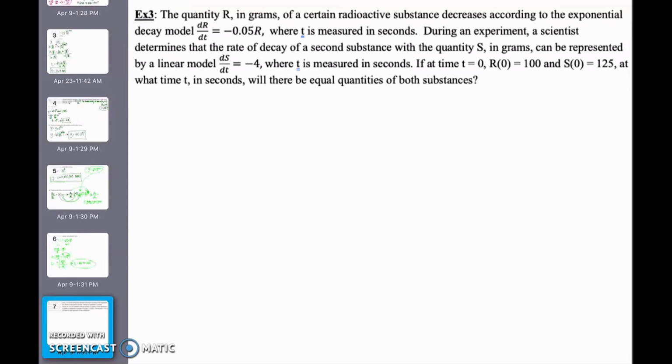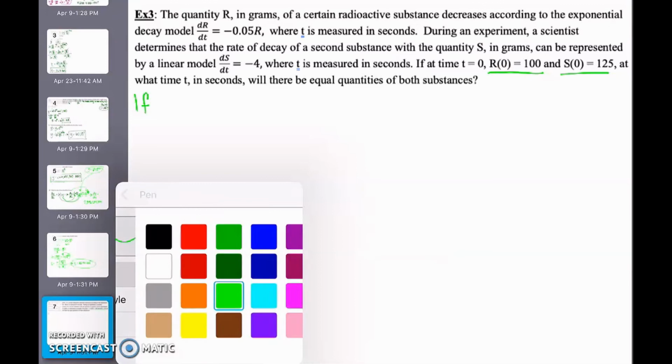If at time t equals 0, R of 0 is 100 and S of 0 is 125, looks like they're giving us some initial conditions there. At what time t in seconds will there be equal quantities of both substances? All right, so let's start with the function R, which we know is an exponential decay model. So I'm going to switch ink colors here.